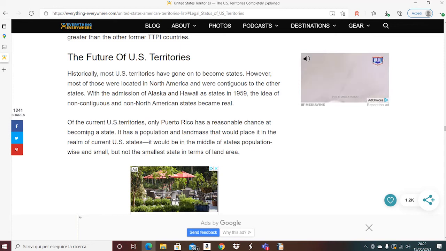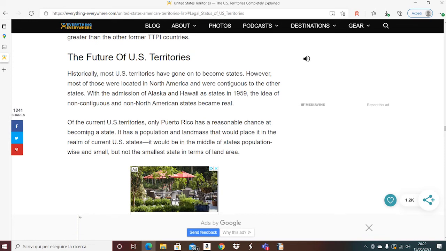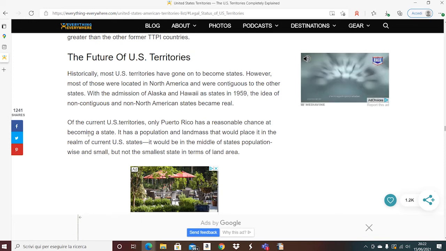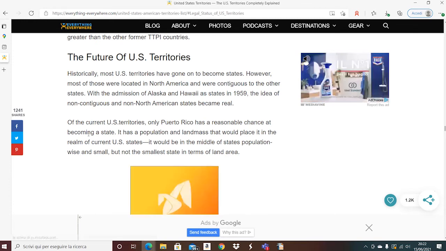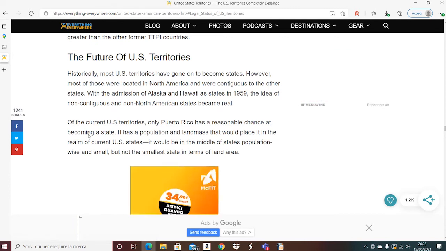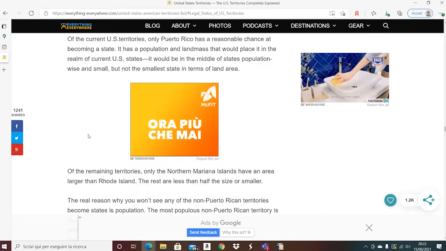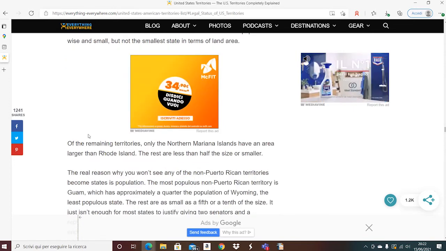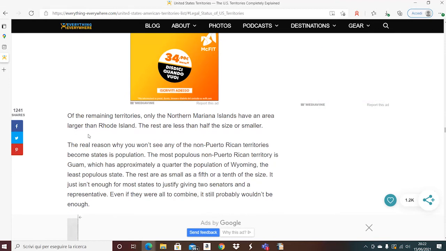Of the current US territories, only PR has a reasonable chance of becoming a state. It has a population and landmass that would place it in the realm of current US states. It would be in the middle of states population-wise, and small, but not the smallest state in terms of land area. Of the remaining territories, only the Northern Mariana Islands has a land area bigger than Rhode Island. The rest are less than that.